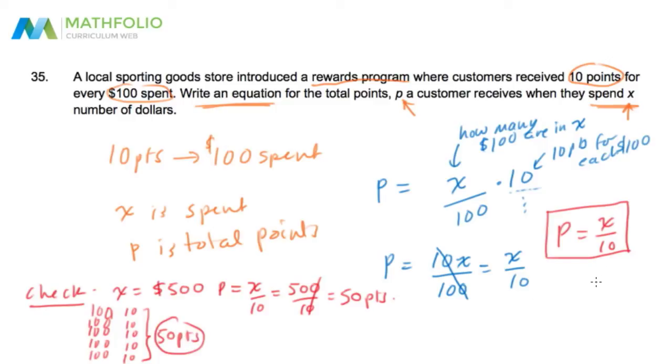So this equation here works for everything. Even if they came in and they spent $4,200, we could then just plug that number into the x. And this again is just an example. We would plug that into the x and we would work out 4,200 divided by 10 is 420. So they would get 420 points. So the example does work.